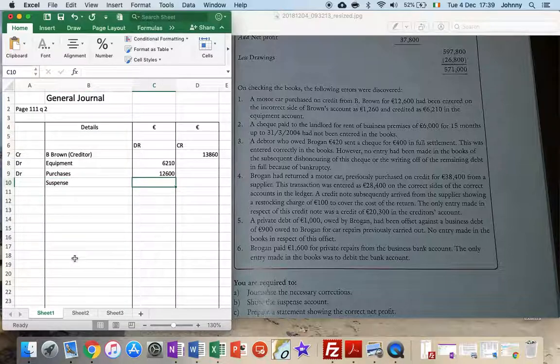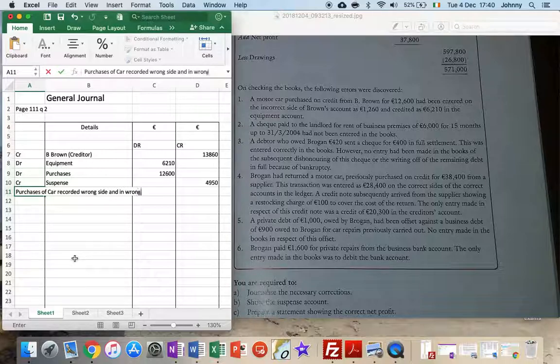So I know that there's more on the debit side than the credit side. Suspense is going to be there for me on the credit side. The suspense will be 12,600 plus 6210 minus the 13,860 that we have above. So 4950 in the suspense, and that's going to be a credit entry. And say purchase of car recorded wrong side and in wrong account.